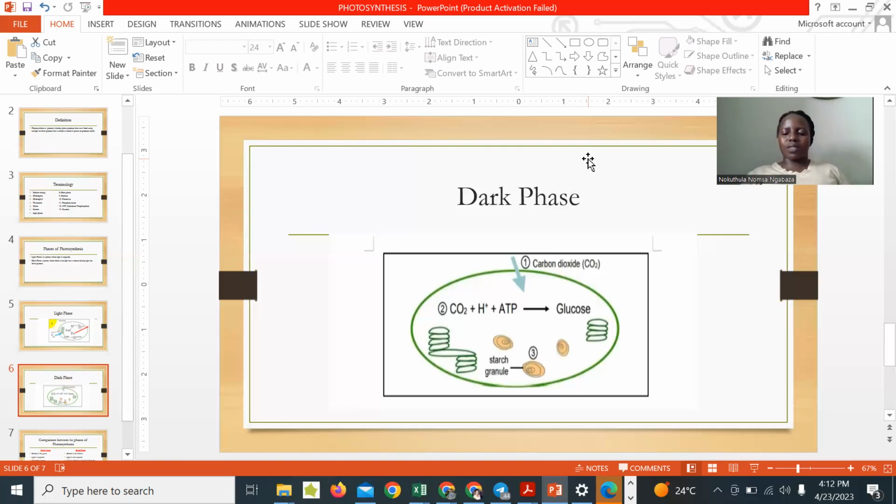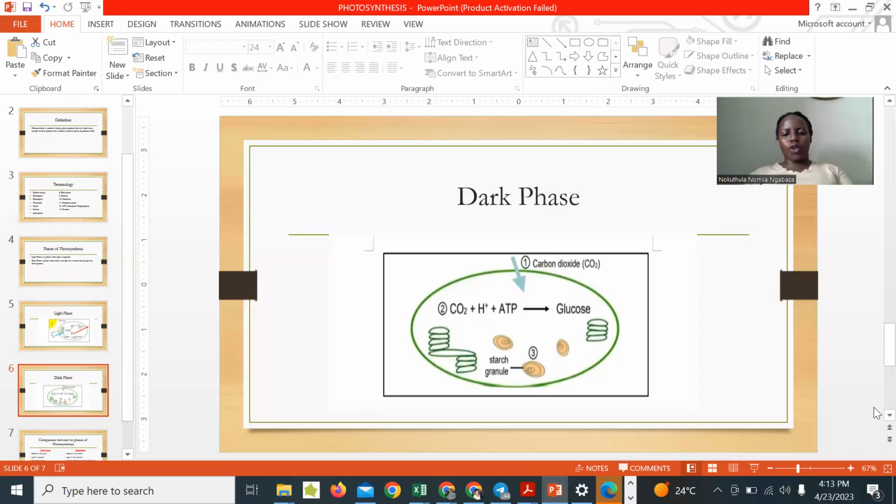These diagrams, guys, are very self-explanatory. I always advise learners that it's best for you to know how to explain these phases by just looking at a diagram, because once you do so, there's no need for you to start cramming notes, because you already have an understanding by just looking at the diagrams.